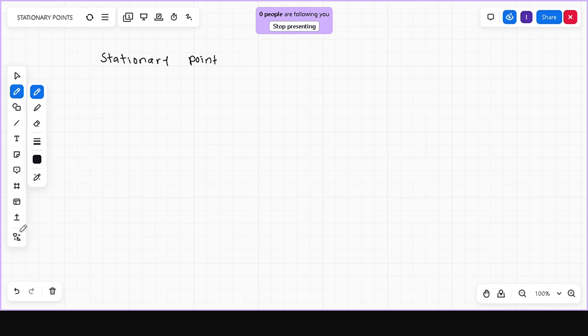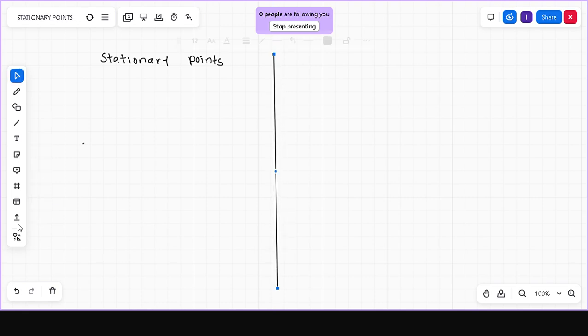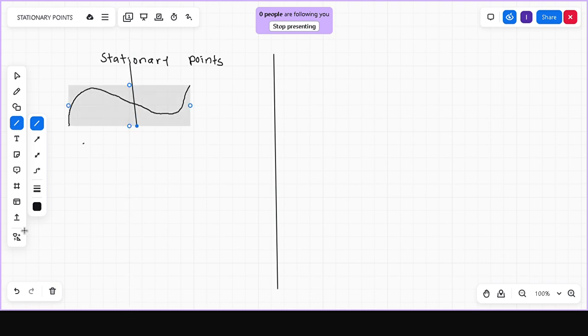So a stationary point, before I teach you what it is, we just need a sketch of a curve on a given Cartesian plane. Let me say we have a sketch of a curve that runs this way on the Cartesian plane. Here we have the x-axis. Then you also have the y-axis, the way it runs.